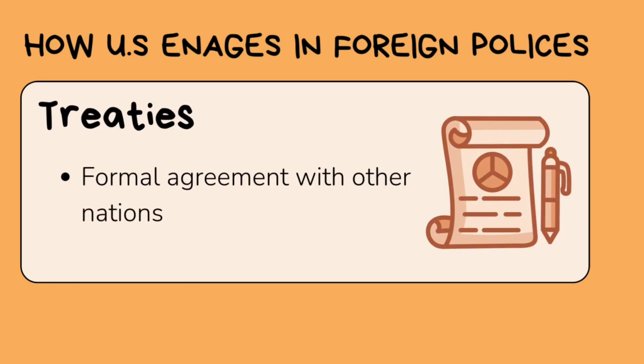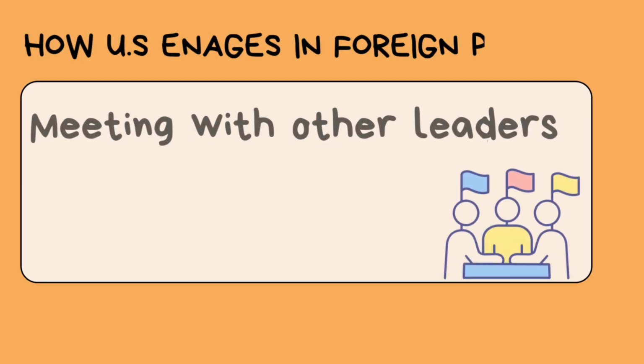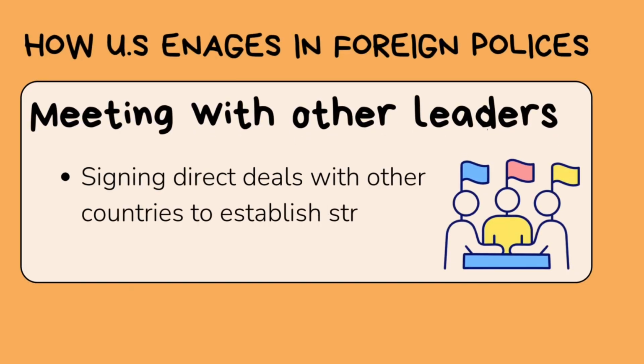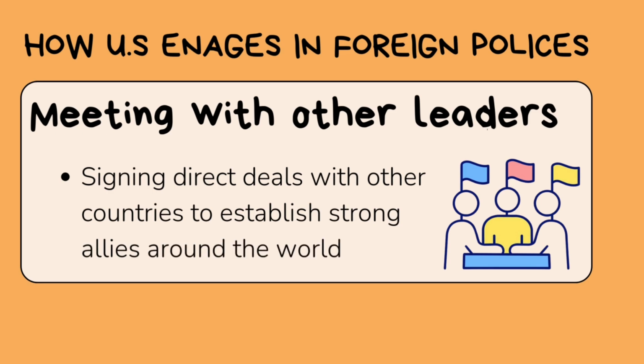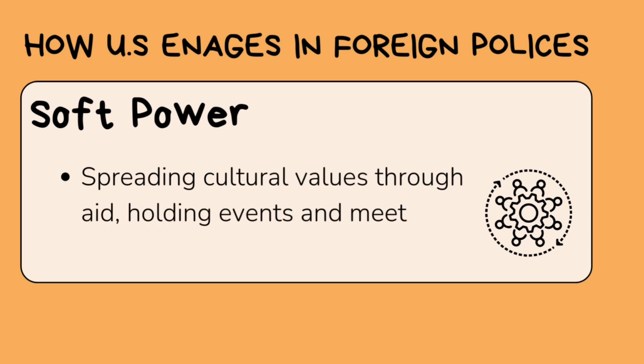How does the U.S. conduct its foreign policy? One of the ways is by signing treaties. Treaties are formal agreements with other nations that deal with areas such as trade and security. The second way is by meeting with other leaders and signing deals between them to establish strong allies around the world. And the final way is through soft power. Soft power deals with the way of spreading cultural values worldwide, which can also include giving aid, holding events, and connecting with the people of that country.